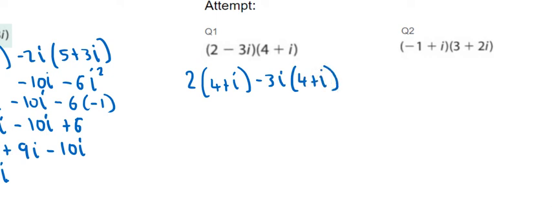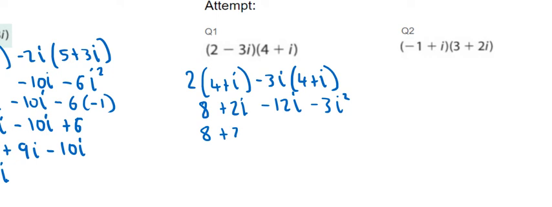So I'll go through this quickly. We're just splitting up the first bracket again into 2 and minus 3i. So 2 multiplied by 4 plus i, minus 3i multiplied by 4 plus i. So 2 multiplied by 4 is 8. 2 multiplied by i is 2i. Minus 3i multiplied by 4 is minus 12i. And minus 3i multiplied by i is just going to be minus 3i squared.